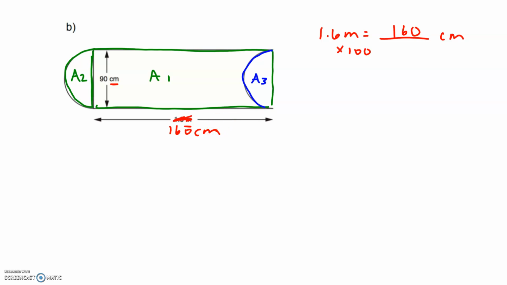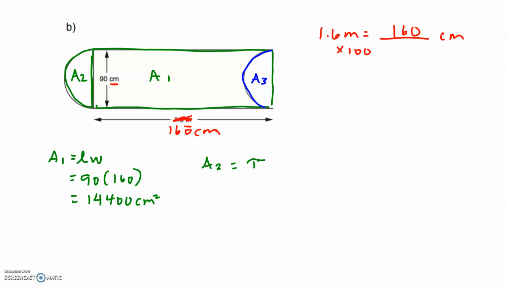All right, let's start with area 1. So area 1 is length times width, which will be 90 times 160. So 90 times 160 is 14,400 centimeters squared.